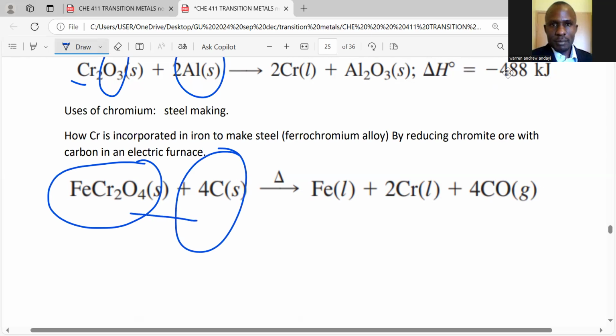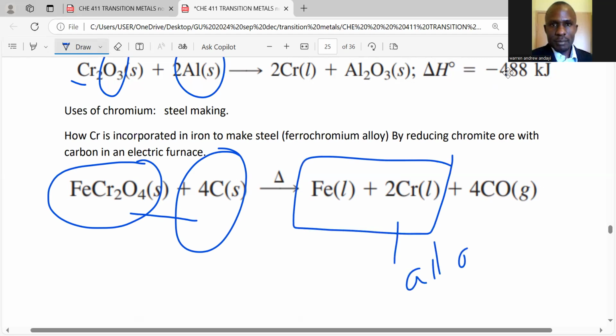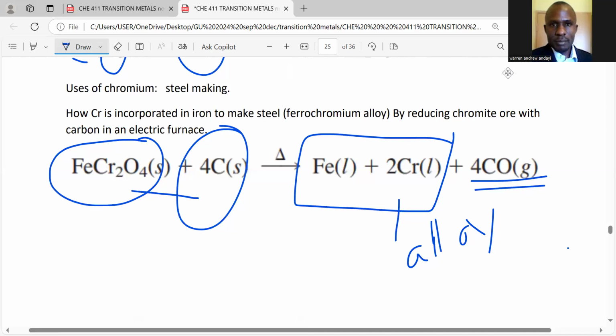So what happens? You get two pure metals combined to an alloy, okay? Then your carbon monoxide escapes. So you have just your two together, nothing else, okay? Very perfect way of doing things.